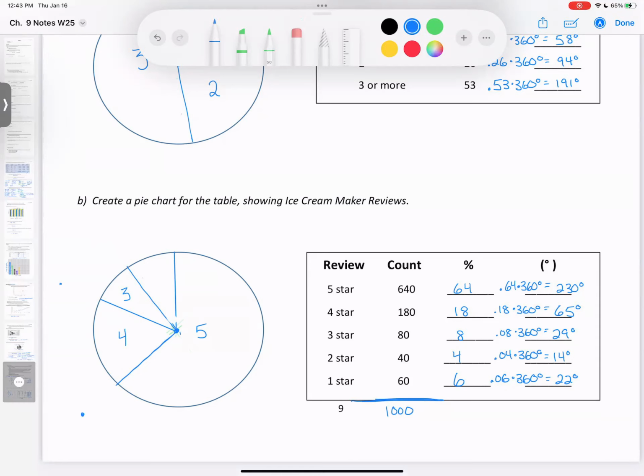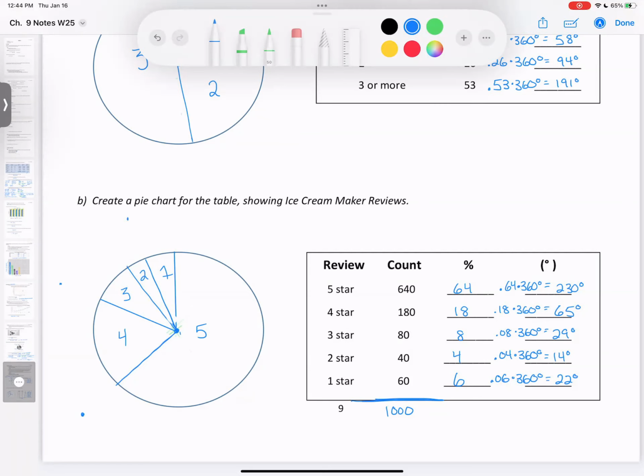Let's try again. So I guess this is a good way to show why double checking is good. I lined it up with the 10 degrees instead of the 0 degrees. So here is 14 degrees. That looks better. Okay, so this is my 2-star reviews. And then this remaining chunk should be about 22. And yes, it is 22 degrees. Yay. Okay. So this chart looks better.